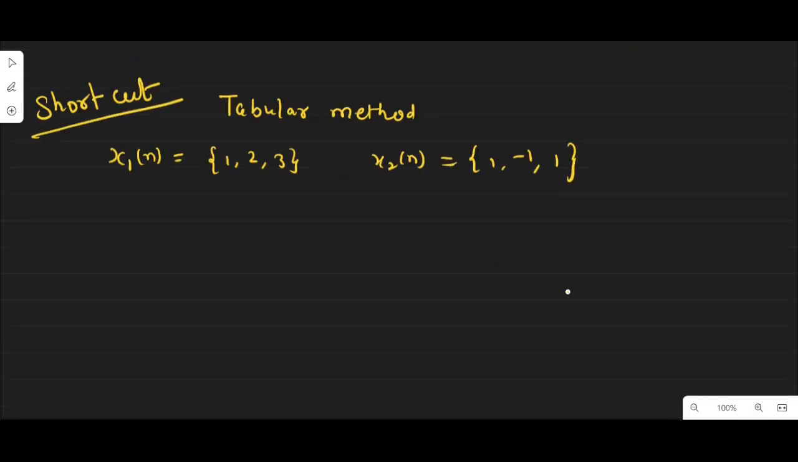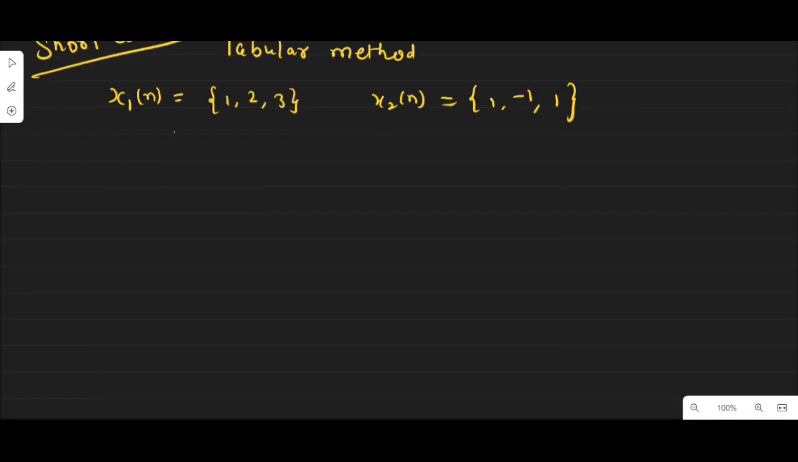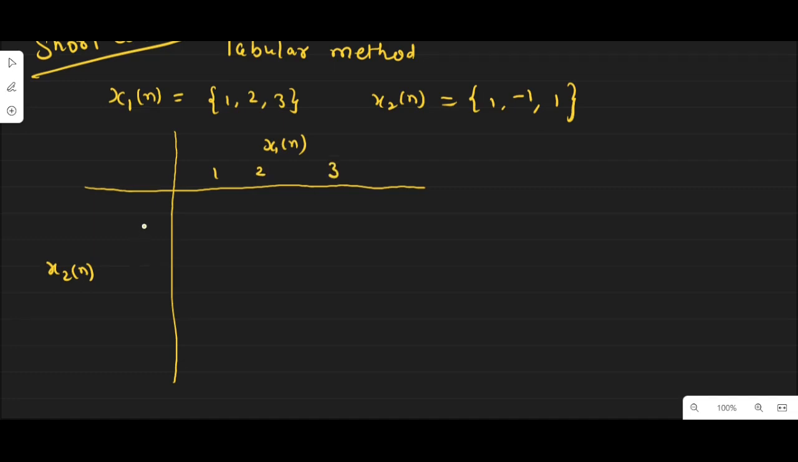Now I am telling you one shortcut method to calculate the same convolution. This shortcut method is called the tabular or matrix method. In this we draw one matrix, with one horizontal line and one vertical line. On the horizontal line we write 1, 2, 3, and on the vertical line we write the other sequence, 1, minus 1 and 1. Now you have to do a cross multiplication.